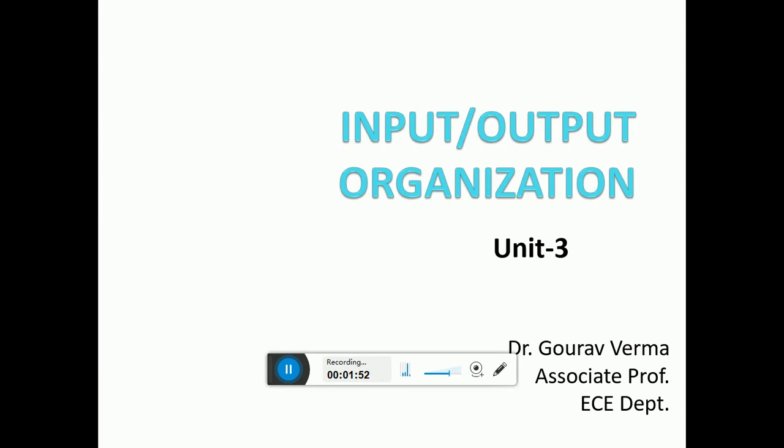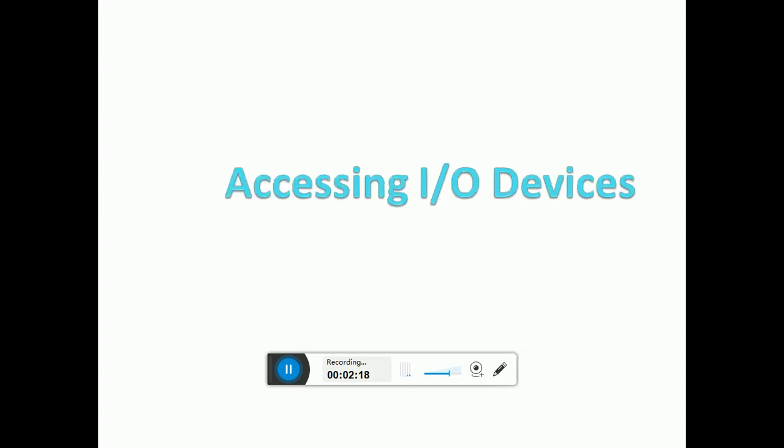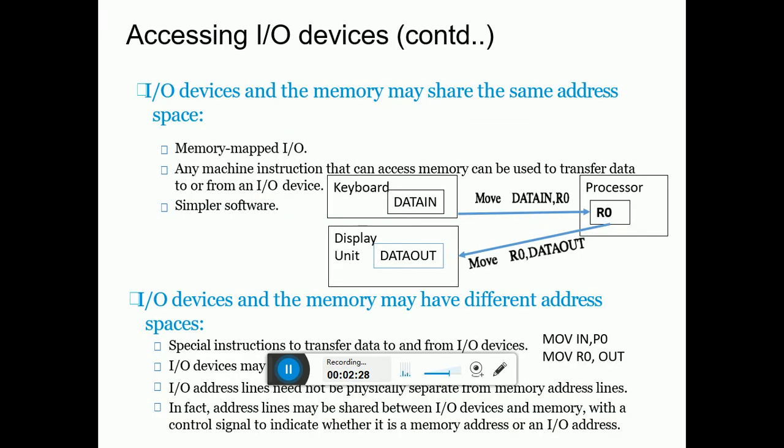So in input output organization, we can see how we can interface our input output devices. For example, our keyboard, our mouse, our monitor, some display units, some touch panels. These all are important things which we need to deal with in the interface with our microprocessor. So let's see accessing input output devices.